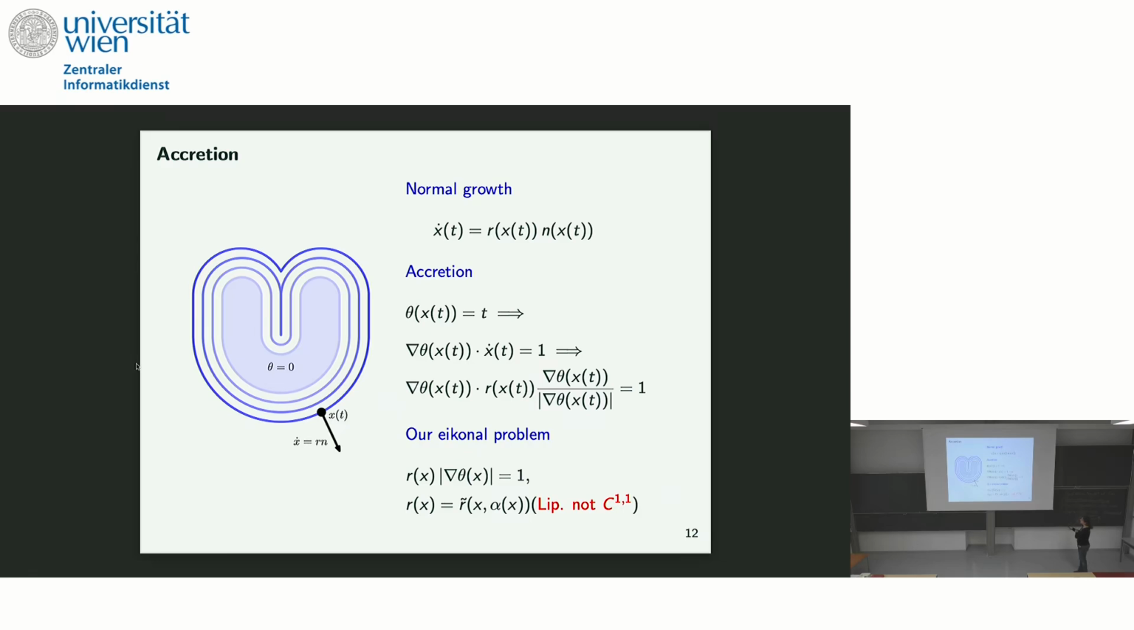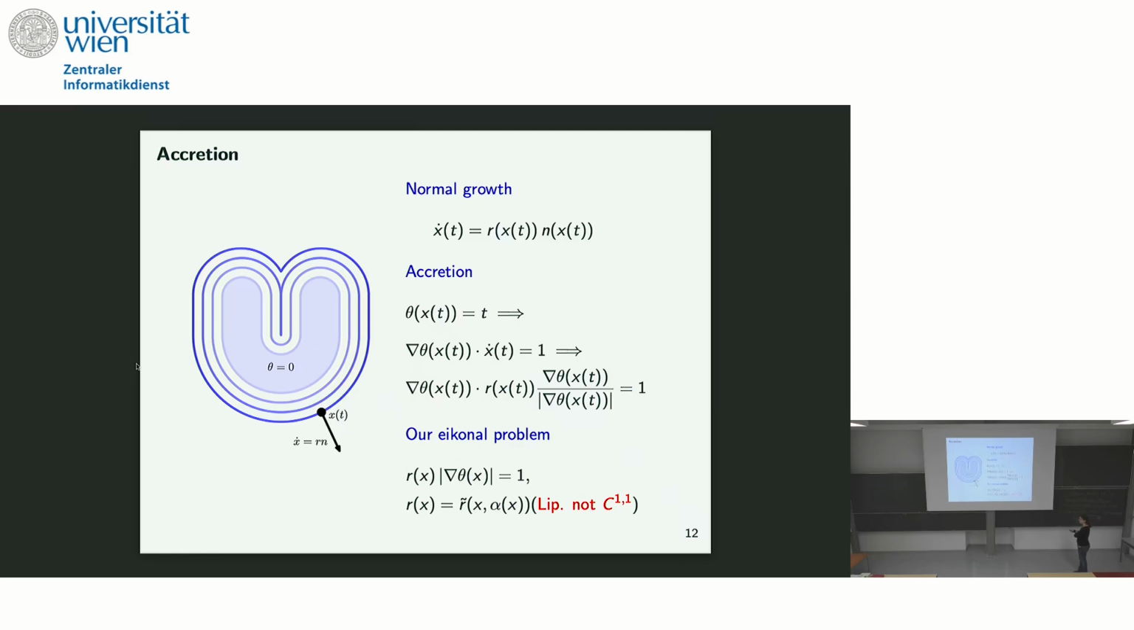Well, you know that the point x(t) is added to your configuration at time t, so theta(x(t)) equals t. Then you differentiate this equation and you get this one here. You plug in the growth law and you end up with this kind of equation. In other words, you end up with an eikonal problem, where you have this function R(x), and R(x) times the modulus of the gradient of theta(x) has to be equal to 1.